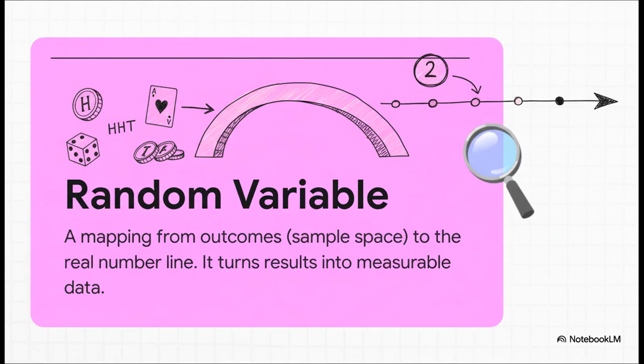And this is the absolutely crucial first step. The formal definition is that a random variable is a mapping from a sample space to the real number line. But in plain English, it's the bridge. It's the thing that takes a random event, like getting HHT, and turns it into a piece of data we can actually measure, like the number 2.